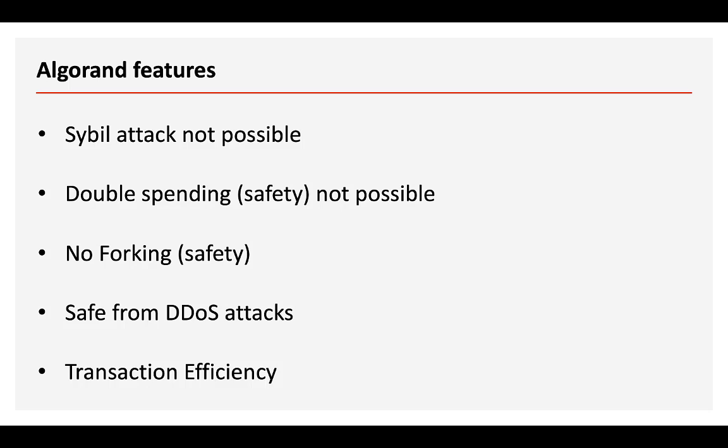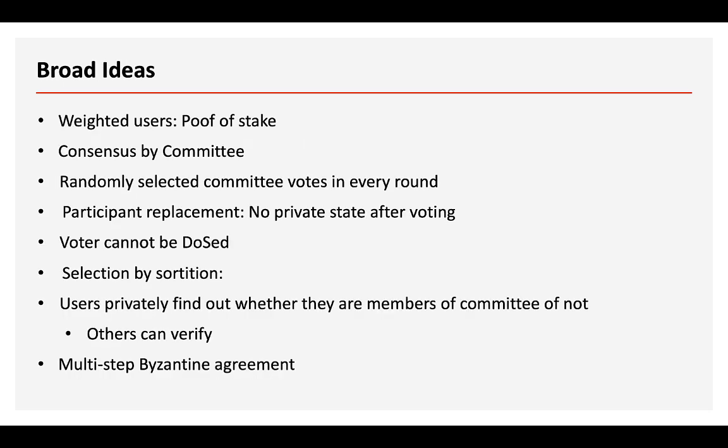And then the transactions are efficient in the sense that the transaction rates can be much higher because you are doing it in a scalable way. So sorry, there is a spelling mistake here. It should be proof of stake. So users are weighted based on their stake. Consensus is done by committee.